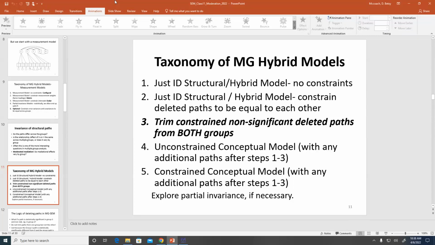Well, first, we're constraining them to be equal to each other. Remember, my first step is I'm going to constrain the paths to be equal to each other. So was I able to constrain the paths to be equal? Yes, okay. So I constrained the paths to be equal to each other. So now I'm only fitting one path. That path is not statistically significantly different from 0. I delete it.